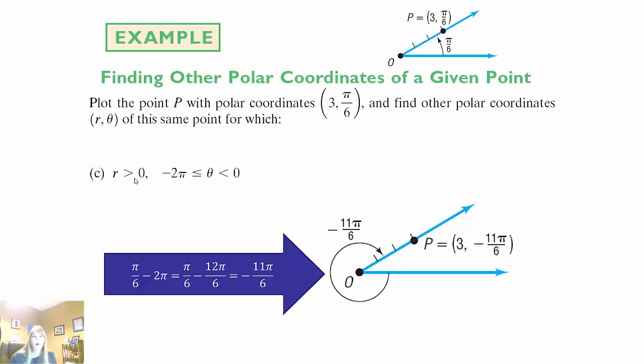All right, the last one, r is greater than 0, meaning I'm still going to use 3. But now this wants a negative angle. So in other words, between -2 pi and 0, so I'm going the other way. I'm going clockwise. And so again, I start with my original pi over 6. But then I say, well, let's go all the way around back to this point. Okay, well, what is that angle? Well, if I go pi over 6 and then subtract 2 pi, that's going all the way around, I can actually get my angle.